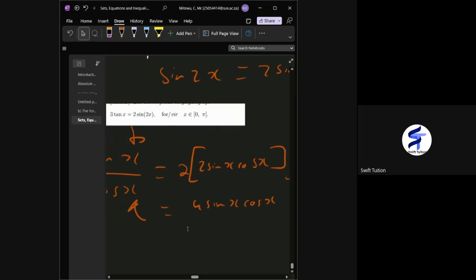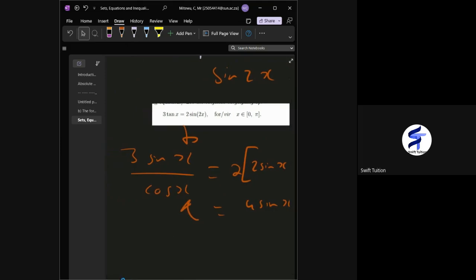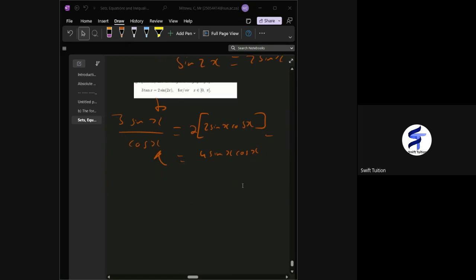Well, again, the end objective is to try to factorize, because we tried to write in terms of a single trigonometric ratio and that was not possible. If you can't write in terms of a single trigonometric ratio, the next thing to do is to try to factorize. So that's what I'm doing right now. How am I going to factorize this particular expression? Well, I'm going to multiply both sides by cosine of x.